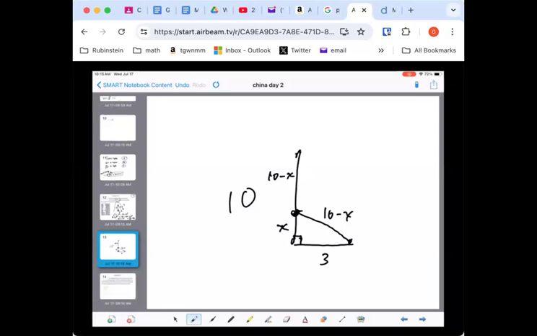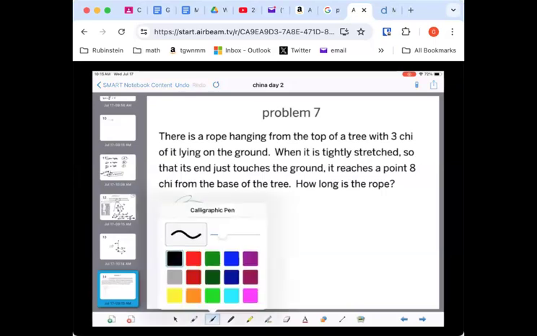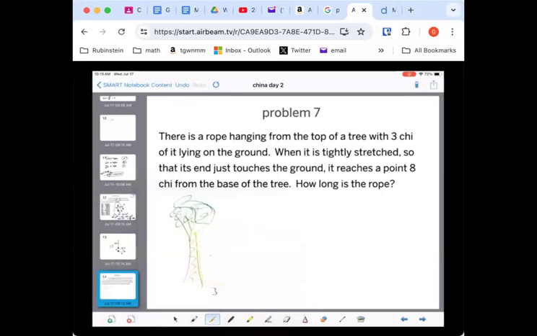Here is problem number 7. Let's take a look at this. There is a rope hanging from the top of a tree with 3 chi lying on the ground. Chi is like a meter or something, or a foot, like a step. So we have a tree, and here's the rope. The rope is hanging like that. Now the rope is bigger than the tree.